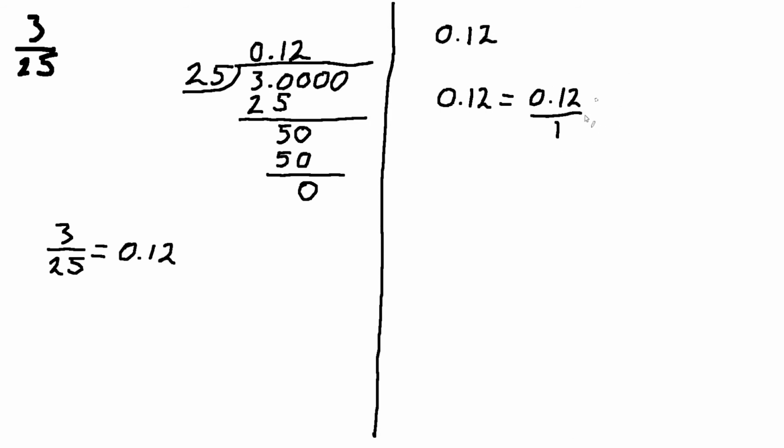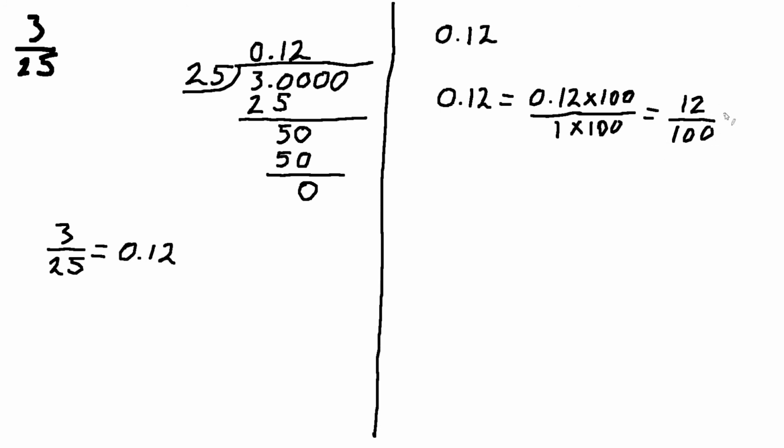Now, dividing any number by 1 is not going to change it. So that's why this holds. Now, we can multiply this fraction, both the denominator and the numerator, by 100. Which leaves us with 12 divided by 100.